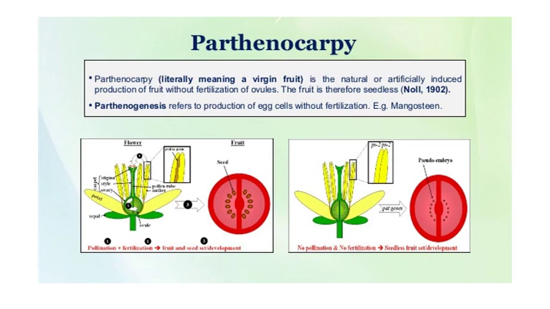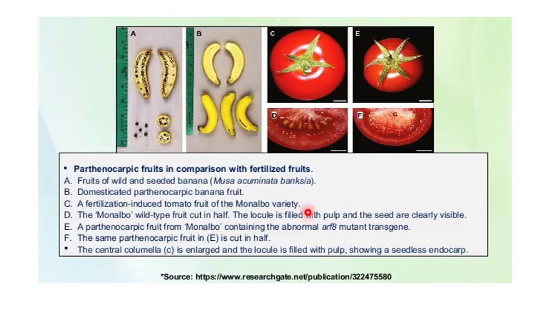It is an established fact that phytohormones play an important role in fruit setting and their genetic manipulation can lead to seedlessness. Therefore, this present lecture is focused on the factors. Here is an example of parthenocarpic fruit in comparison with fertilized fruit.